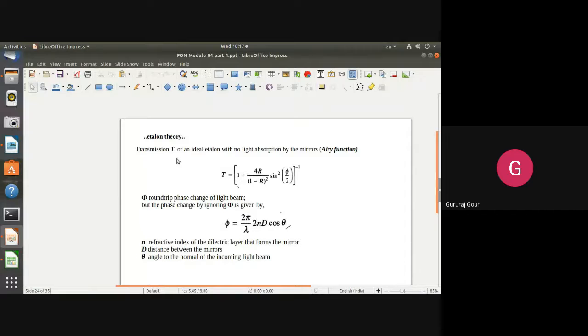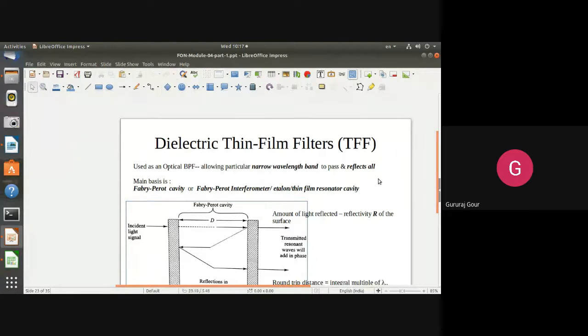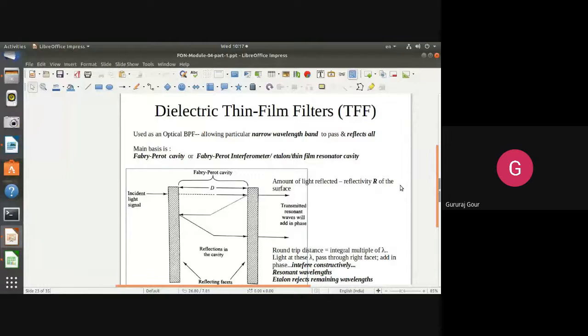So, as per the etalon theory, transmission T. So, what is the operational aspect? Suppose in the exam you get a question to discuss dielectric thin film filters, that is TFF. First, in this way, try to explain the thin film, what you mean by thin film. Like that itself, you take the example of the soap bubble or the CD and try to elaborate it, and how it will be acting like a thin film filter, and how later you are going to arrive at this dielectric thin film filter.